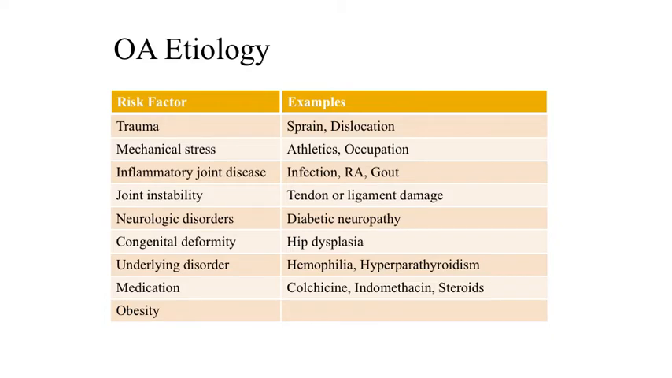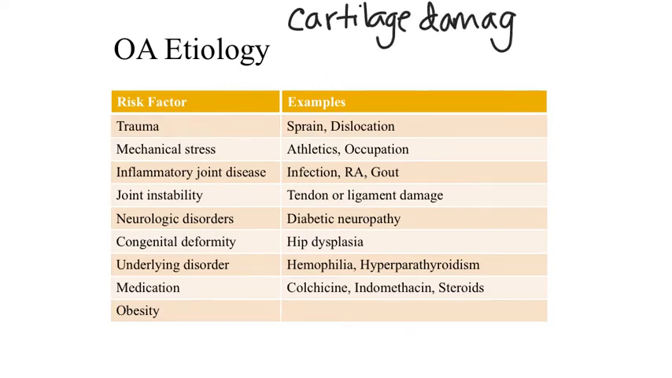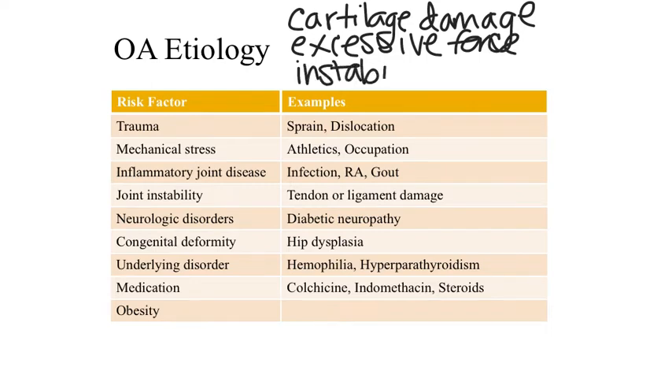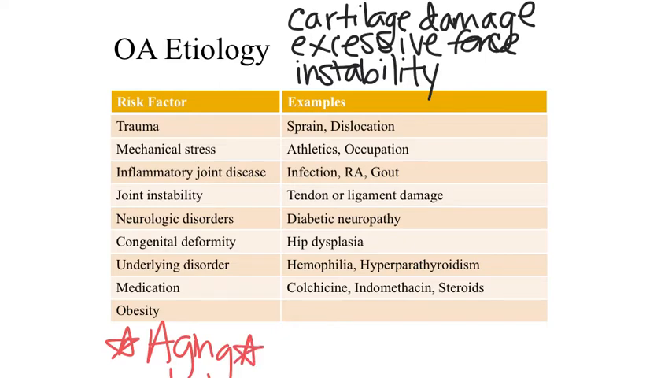OA is a multifactorial disease that is caused by direct damage to joints due to wear and tear over time. Either direct damage to cartilage, excessive mechanical force, or instability in the joints, especially in the load-bearing joints, results in damage over time that eventually presents as osteoarthritis. The single most significant risk factor for osteoarthritis is aging. The normal aging process decreases the quality and quantity of proteoglycans in cartilage, and this is the primary risk factor for the development of OA.